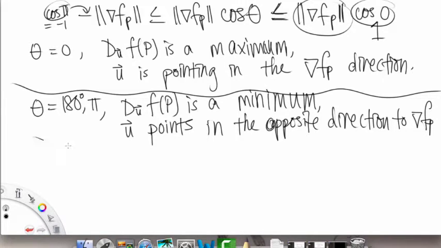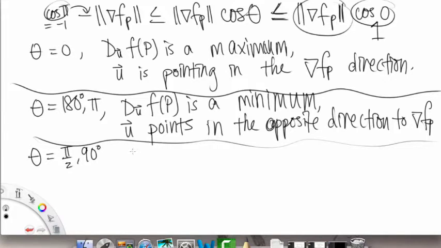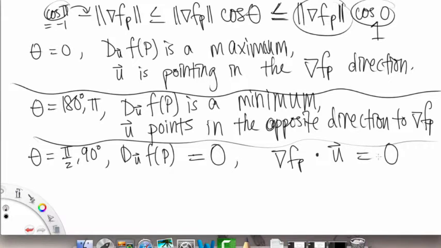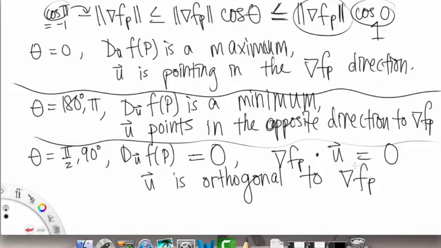All right, and then the last special case that I want to address is when theta is equal to pi over 2, or 90 degrees, okay? Then cosine pi over 2 is equal to 0, right? So then the directional derivative is equal to 0, meaning that the dot product of the gradient of f at p with u is going to equal 0, right? So then we see that u is orthogonal, or perpendicular, to our gradient vector, okay?